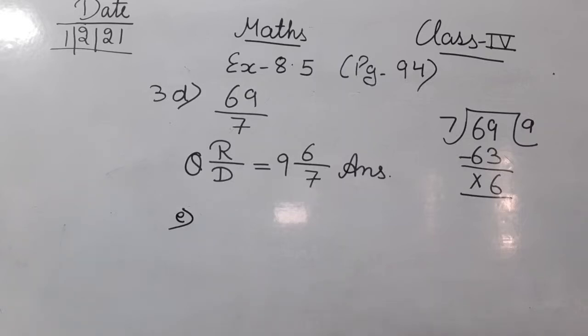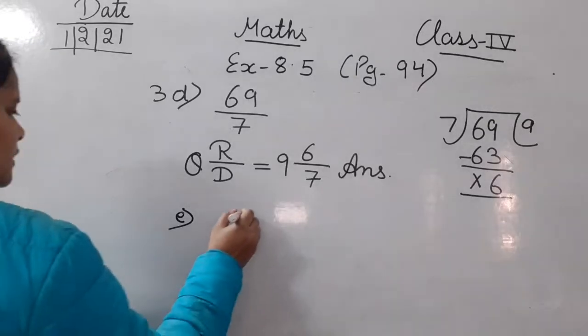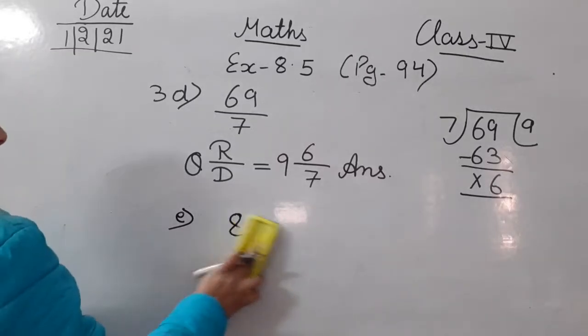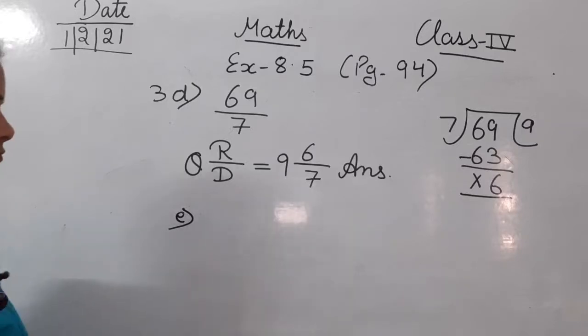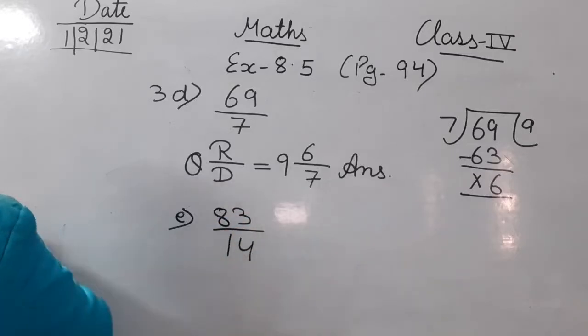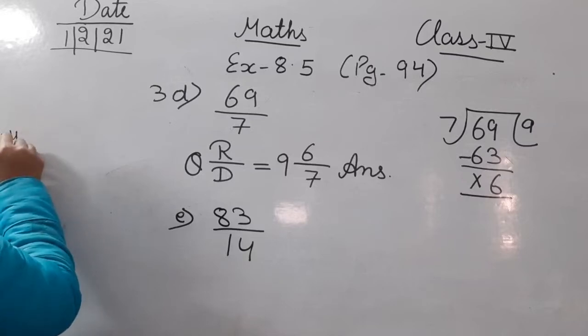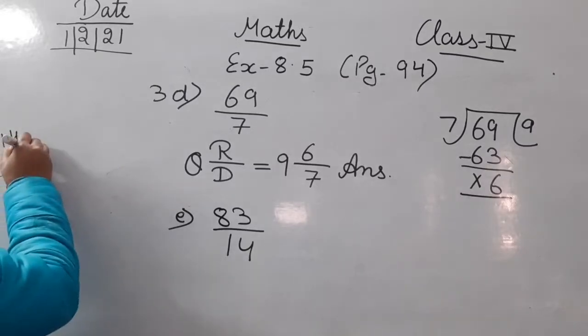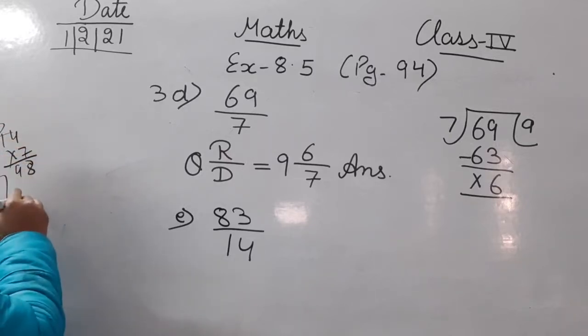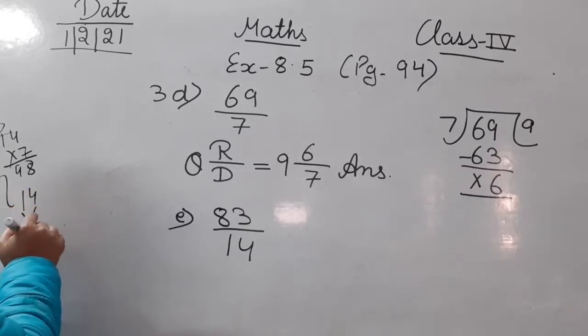Okay, so the E part is 83 upon 14. Okay, so just try to do it by yourself. ओके, इसको खुद अपने आप करने के लिए करते हैं, ट्राई करिए. ओके, तो खुद ट्राई करिए बेटा, and you will be able.